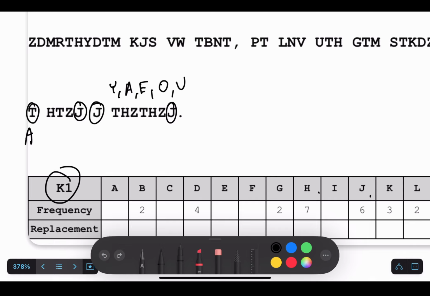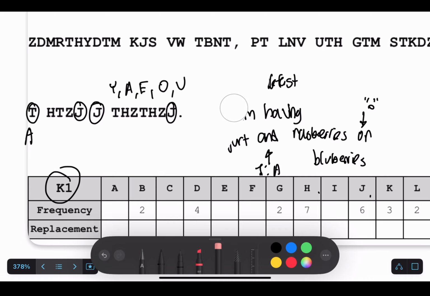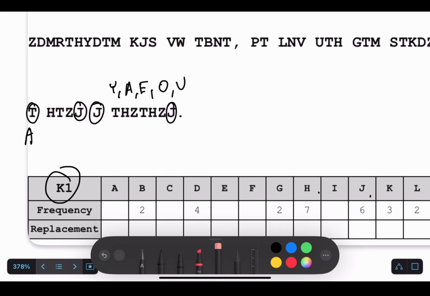So let's say I could say, for breakfast I am having yogurt, and getting that A in from T to A, and raspberries or blueberries, giving us that O. So this is one way that we can look at it to give us the necessity of saying that J must be an A or an O. That already gives us a little bit of a hint as to what we're looking for, so that's something I can just keep in mind as I'm solving out the cipher.